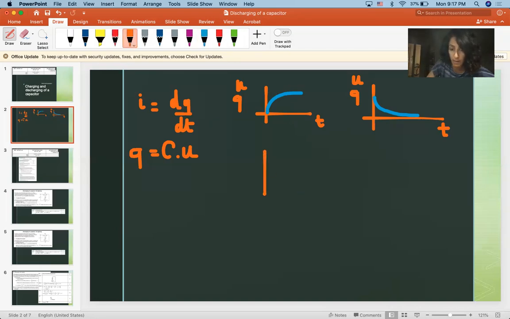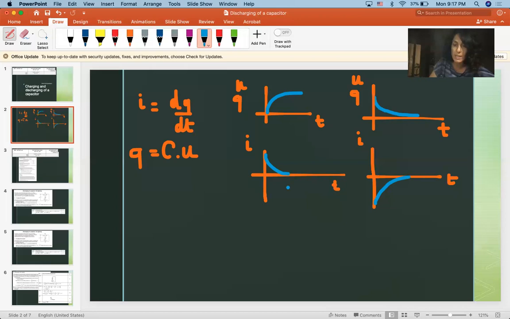For the current, however, it's always a decrease because if you're charging the capacitor, it's going to get full, and the current is going to stop at the end. And while you discharge the capacitor, it's going to get empty, and it's going to get zero at the end. So in both cases, the current is zero. So you have a decrease to zero for the charging and a decrease to zero for the discharge.